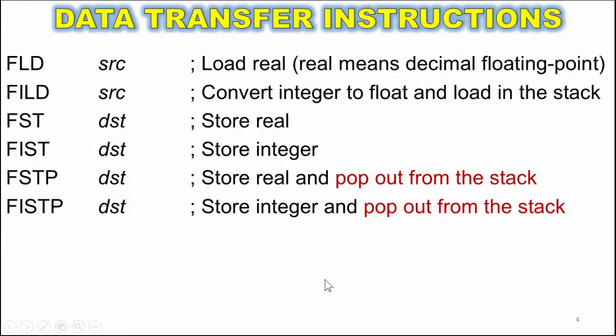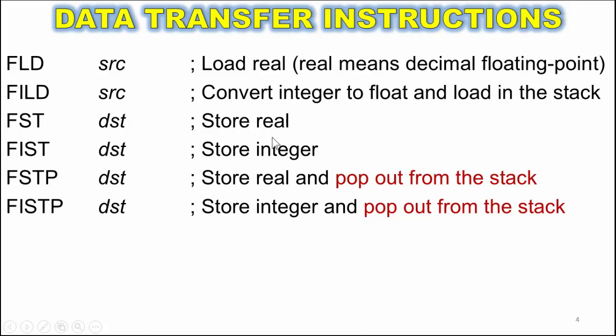The floating point instruction set is categorized. The first category is data transfer instructions. Under this, the following are the instructions for data transfer, such as FLD source, that loads a real number and pushes it into the top of the floating point stack. Another is FILD source, that converts an integer to float, and loads and pushes it into the top of the floating point stack.